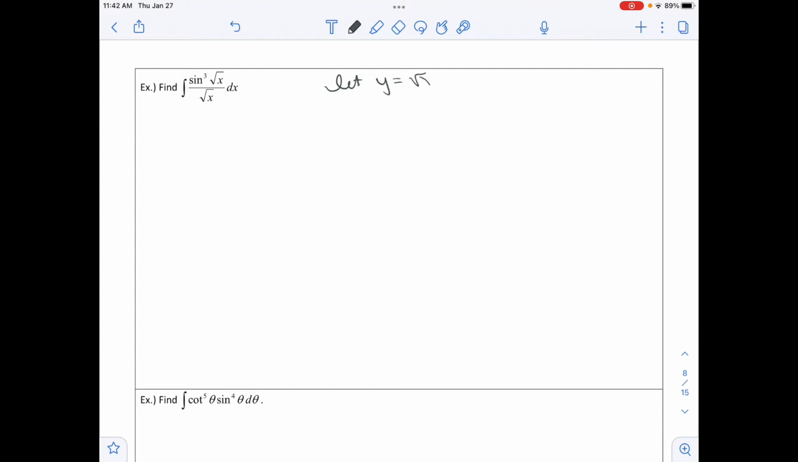y equal the square root of x. And then dy would equal 1 over 2 square root of x dx, which would allow me to simplify this a little bit and rewrite it. So I'm going to end up with 2, the integral of sine cubed y, and I have 1 over the square root of x dx, which would just be my dy since I have the 2 already in there.